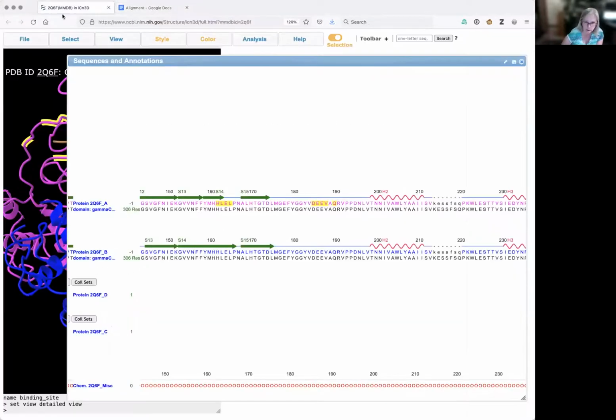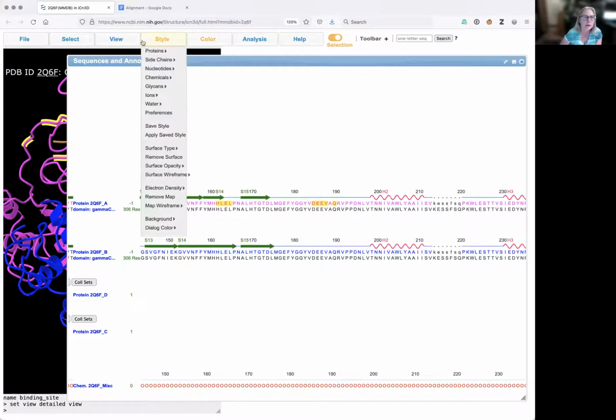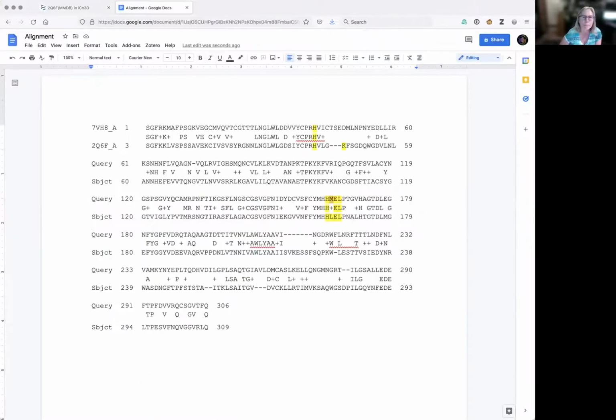Okay, so what else have we got? The other sequences that we have in the binding site: there is an aspartic acid at 185. Looks like it's DEEV. Okay, we're looking at DEEV, which I've got right here.